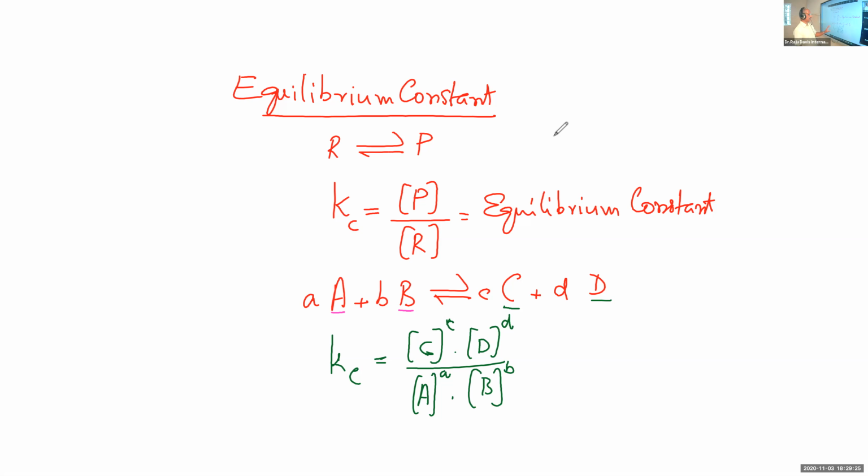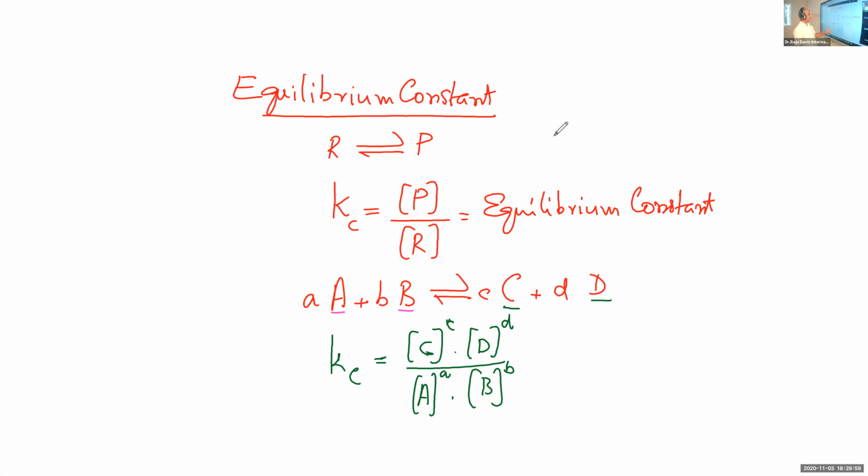So the equilibrium constant Kc may be defined like this. It is the ratio between the product of the concentrations of the products raised to the power of their coefficients, to the product of the concentrations of the reactants raised to the power of their coefficients. Small a, small b, small c, small d are the coefficients, the number of moles of each species.